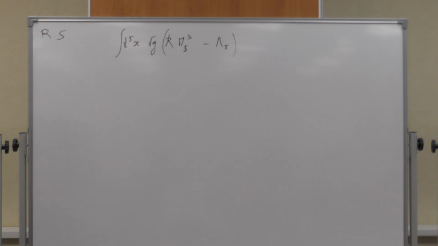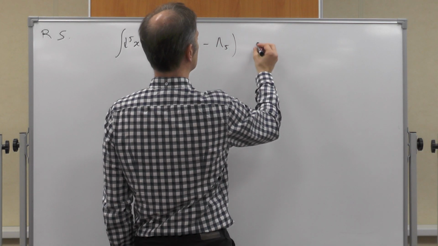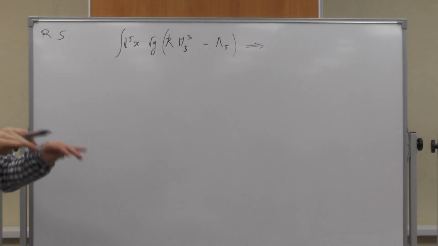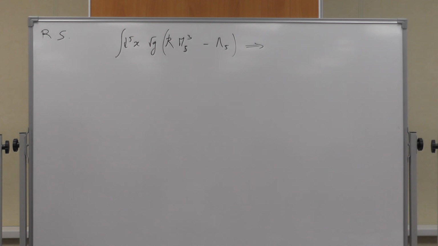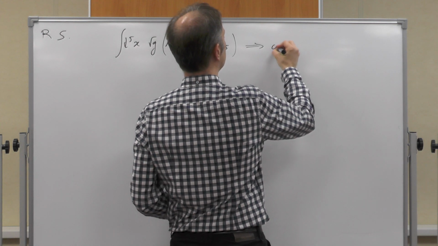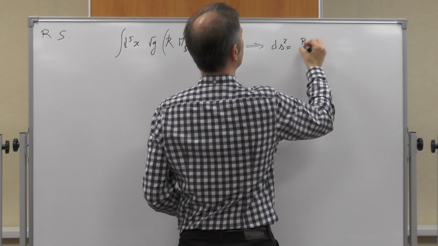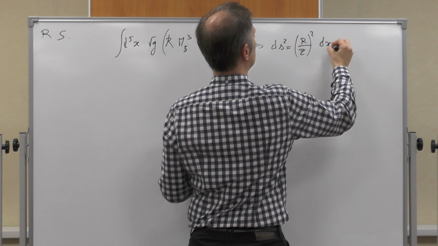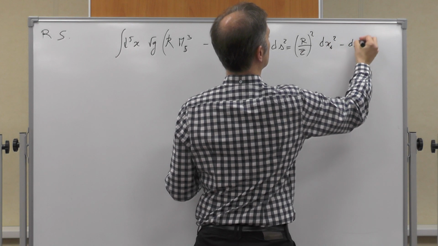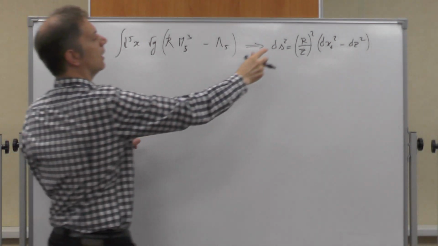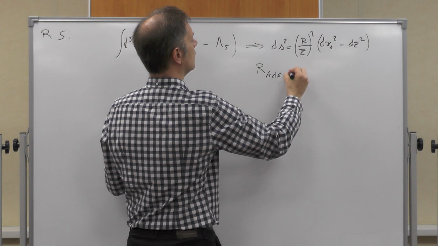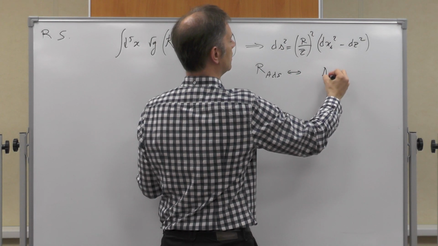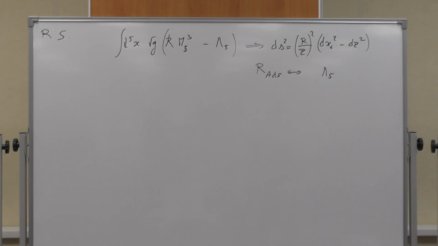Hopefully you will hear more about GR and the Einstein equation in the next lecture. The solution, the equivalent of the Minkowski background in the presence of this negative cosmological constant, is simply this anti-de Sitter space, and you can write the metric like this: dx_4 minus dz squared, and R is just the radius of AdS. This is related to Lambda_5 simply by the Einstein equation. If you want, I can give you the exact relation, maybe. It was one of the exercises to compute this radius of AdS in terms of Lambda_5.